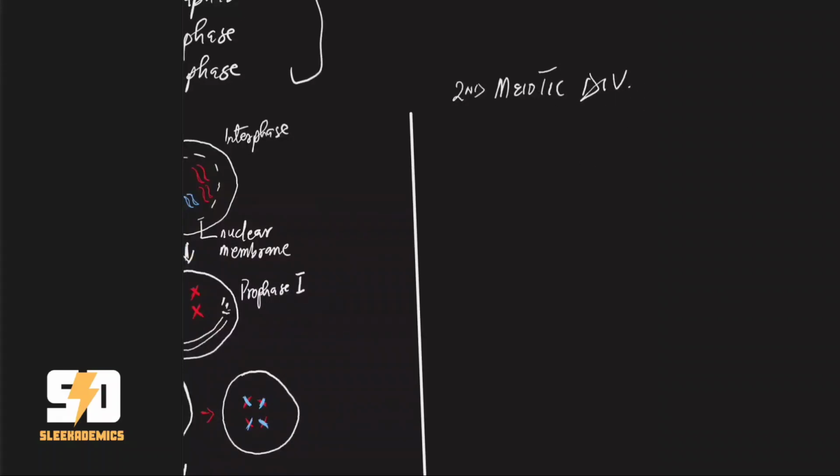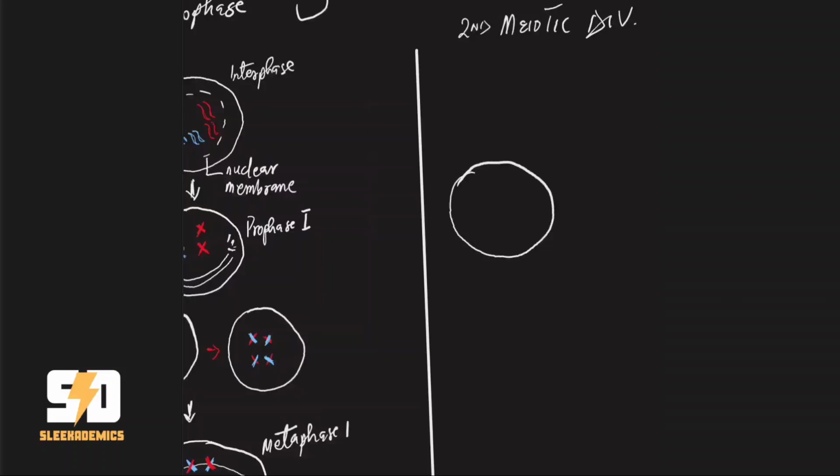So in the second meiotic division, there is nothing like the interphase. Okay, so it goes straight to prophase 2. So I'm picking out one out of the two daughter cells, all right, because it's going to further divide into 2, and the other will also further divide into 2, giving us a total of 4. But I'll be picking out one of the daughter cells. In this case, we'll have this.